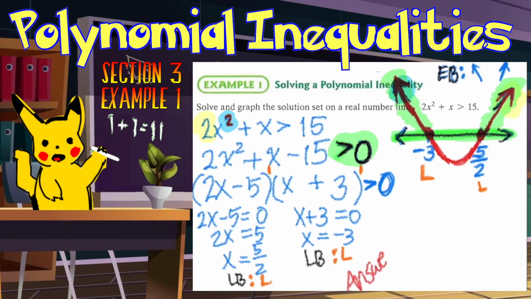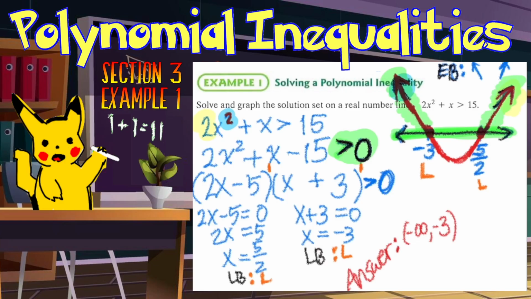So final answer, negative infinity, comma, -3. And it says greater than, not equal to. So I'm just going to use a parenthesis. Then union, because I'm uniting it. I'm saying and, another section. And 5, or really or, 5 over 2. Again, it doesn't have a bracket because it's not including it. It's just greater than 0, not equal, comma, infinity, to the right forever, parenthesis.